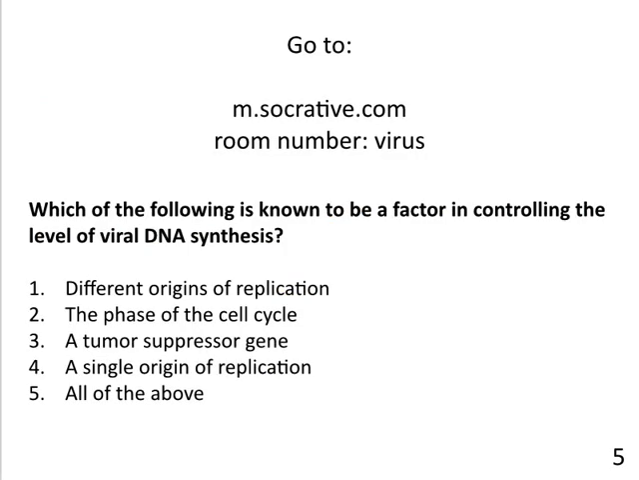All right, our last question. Which of the following is known to be a factor in controlling the level of viral DNA synthesis? I hope you picked all of the above, because that's in fact what it is. It's all the things I just told you. Different origins, the phase of the cell cycle, tumor suppressor gene, and a single origin of replication. Those are all ways to regulate viral DNA synthesis.